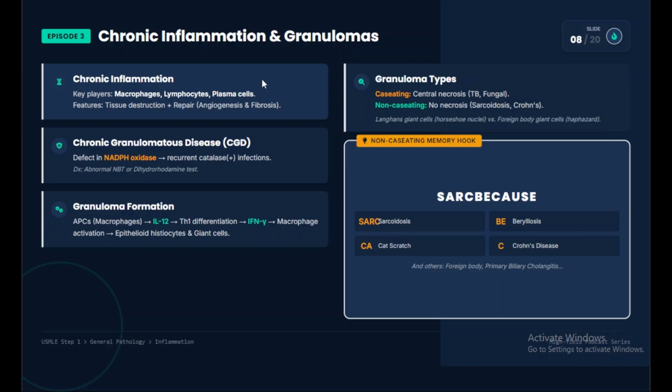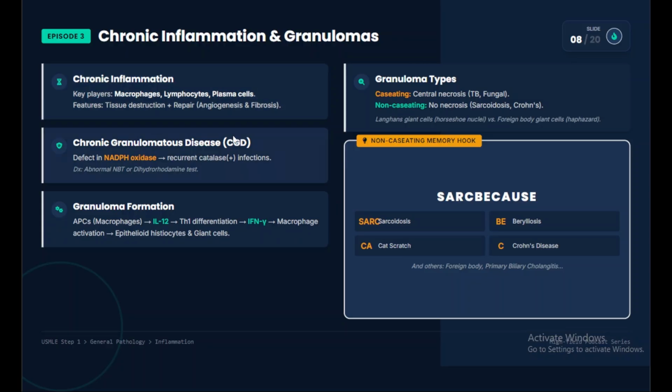And unlike acute inflammation, chronic inflammation shows a mixture of destruction and repair. So the tissue is constantly being attacked and rebuilt, which can lead to scarring and functional loss. So this is what actually happens in chronic inflammation.